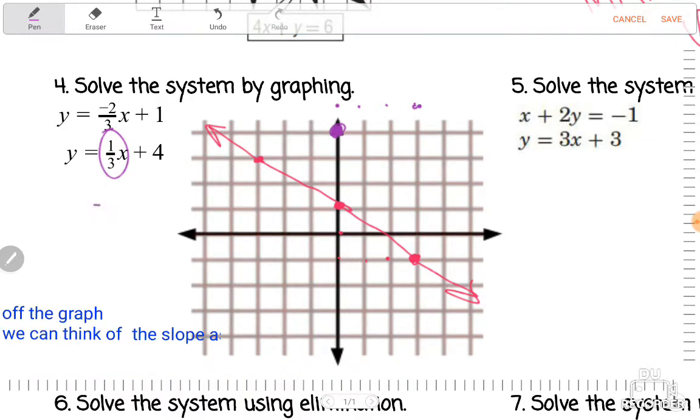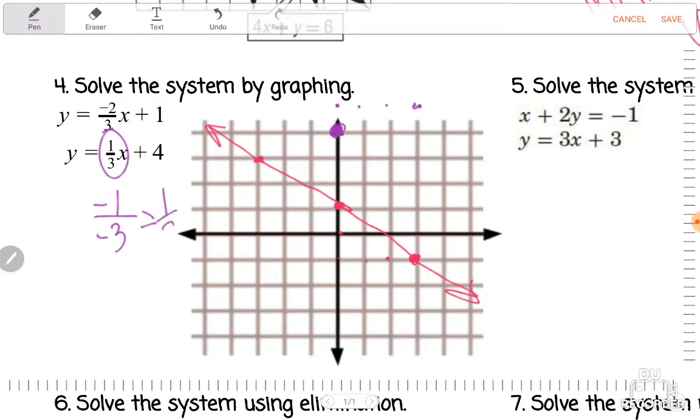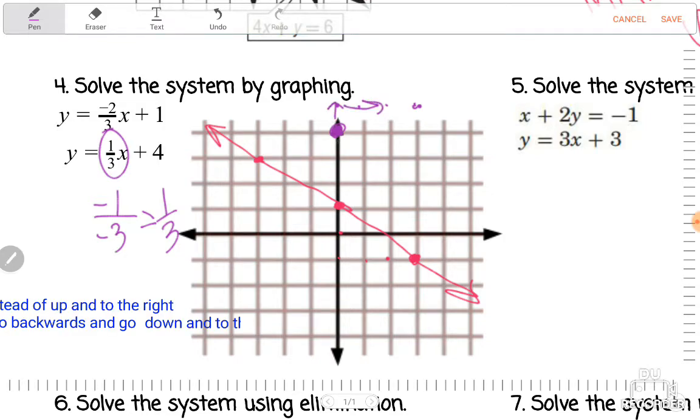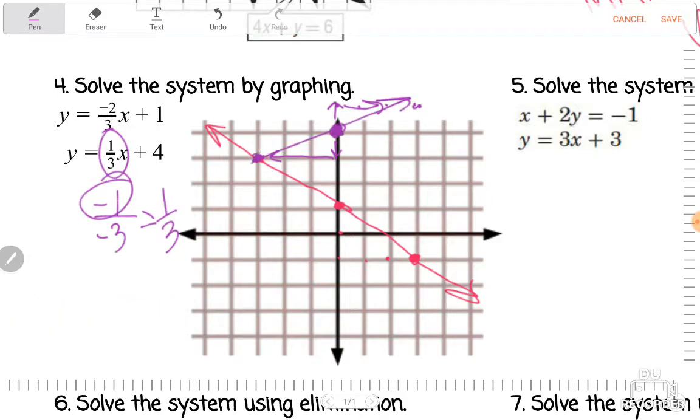Remember, with our fractions, we can also think of it like this. It's kind of funny, but you know that a negative divided by a negative is still a positive. So this could be another way of thinking about it. Instead of going up and to the right, you can go down, which would be the negative, and then to the left. So you get to that point. I draw my line through those points, and I get that the intersection point is that point right there, which would be the point (-3, 3).